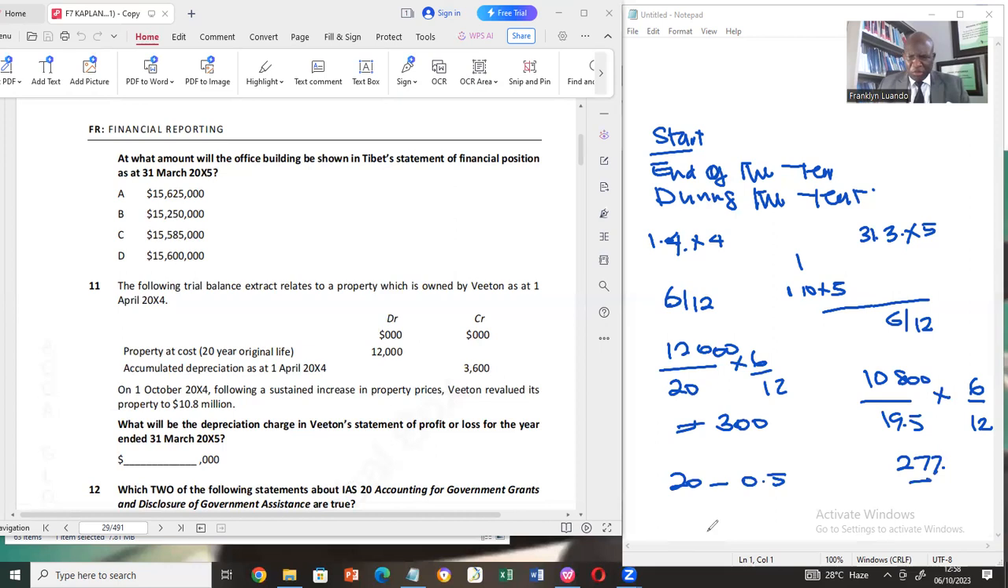Total depreciation will be 300 plus 277. This gives us 577. So we have looked at revaluation of property.